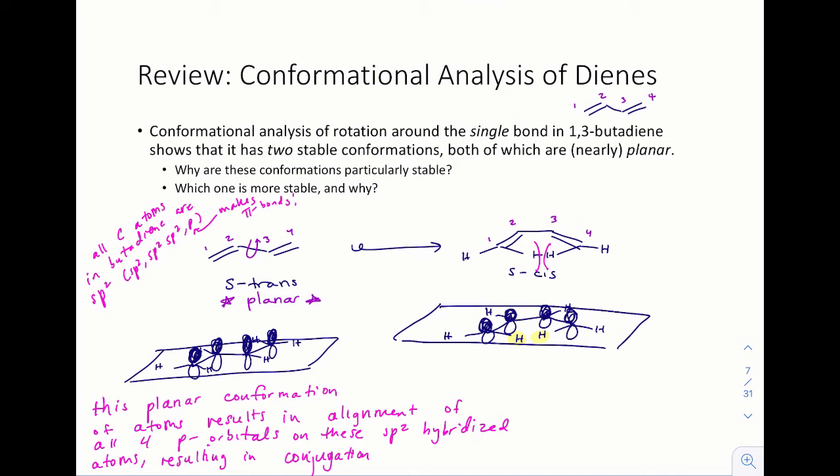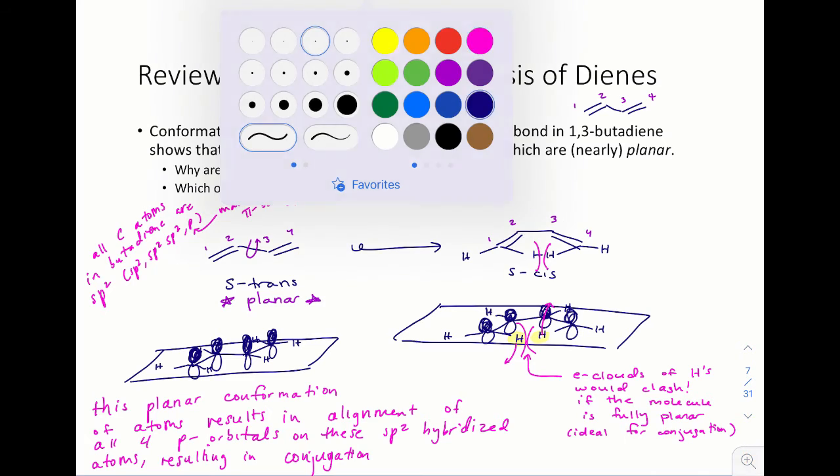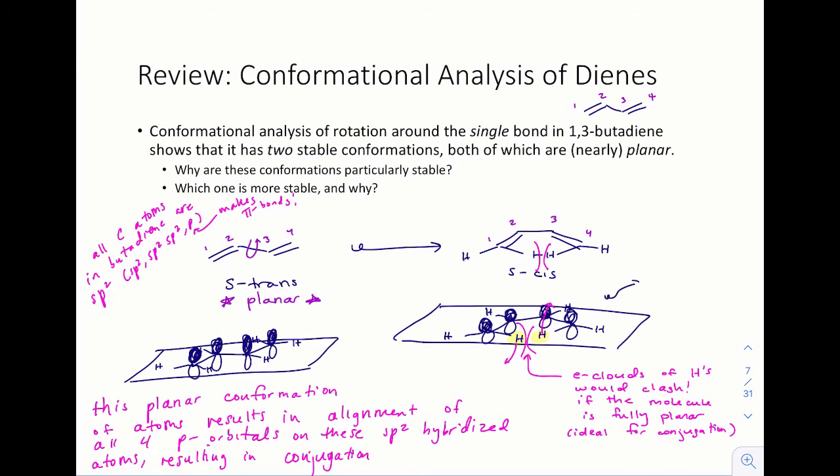If the entire system is perfectly planar, then the electron clouds of these two hydrogens are clashing. Though the fully planar conformation would be ideal for the conjugation of these four p orbitals, unfortunately, the energetic penalty of this steric clash outweighs that and causes the molecule to skew a little bit. What that means is that there's some rotation where one of these hydrogen atoms will move slightly up and one of these will be moved slightly down. So the molecule will be nearly planar, but not entirely planar.